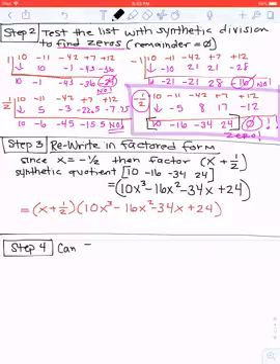Can I factor more? So are we done? Is there more we can do? Can we group it? Can we take out a greatest common factor? Do you see a nice easy quadratic we can factor?